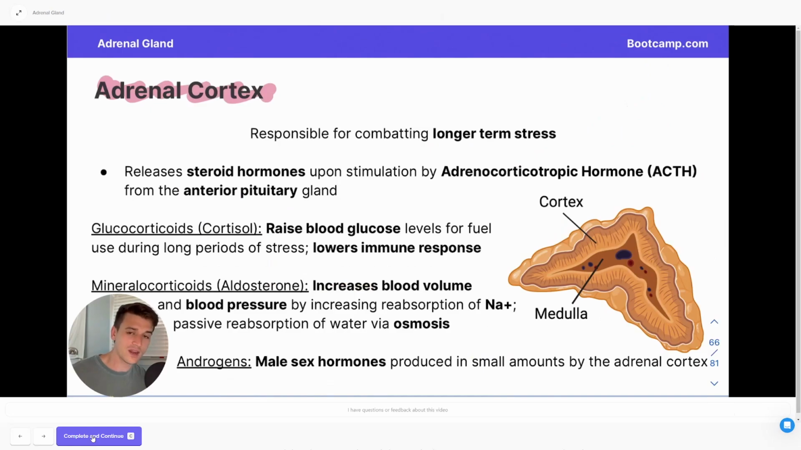And right away, we're going to tap into that theme of stress combating. The adrenal cortex in particular is responsible for combating longer-term stress. So how does the adrenal cortex actually do this?